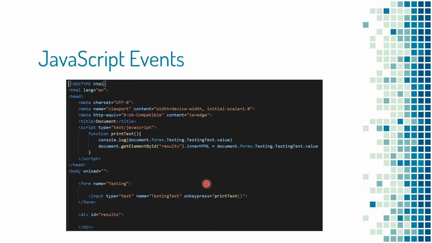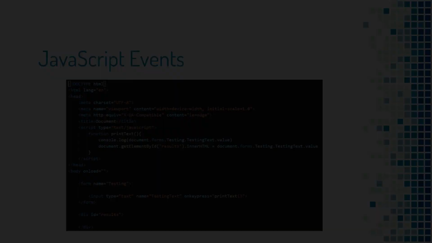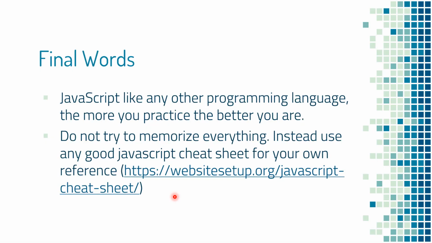So how do you know all these events? You may go to one of the cheat sheets to find a list of all the events, and you can even create your own events using one of the JavaScript implementations, such as addEventListener. You can create your own event.